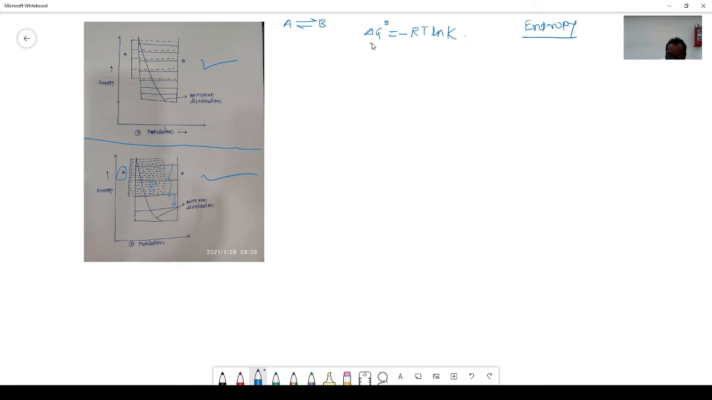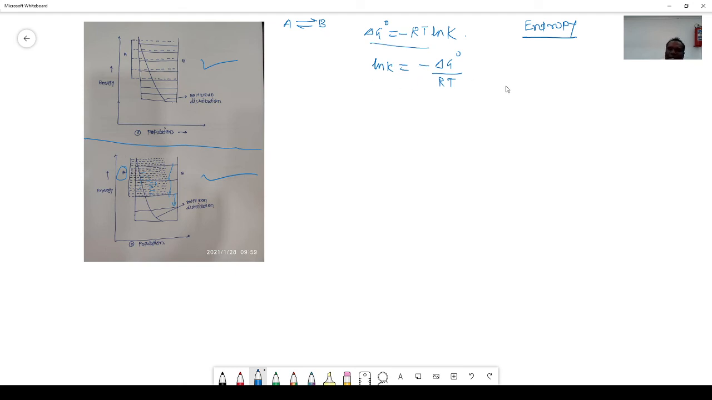We have learned this equation, delta G0 is equal to minus RT ln K, right? Therefore the entropy will dominate the equation. I will rearrange this equation, that is ln K is equal to minus delta G0 divided by RT. The minus sign is taken to this side, I simply multiply by minus sign.